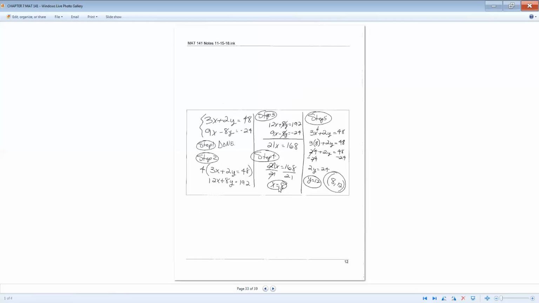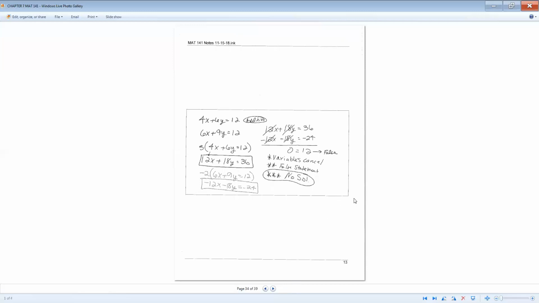So now I can take this x equal to 8 and plug it into either one of these original equations. So I just decided to use the top one. 3 times 8 plus 2y equals 48. 3 times 8 is 24. Subtract 24, that would be 2y equals 24. Divide by 2, y is equal to 12. So my solution would be 8, 12.